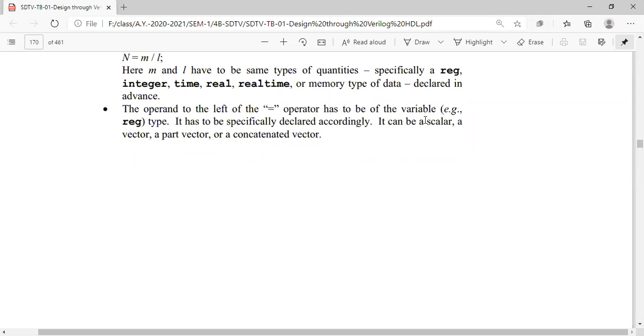We can assign it may be a scalar or a vector or a part vector or a concatenated vector. Part vector means out of 8 bits, if you consider only 4 bits, it is called a part vector.